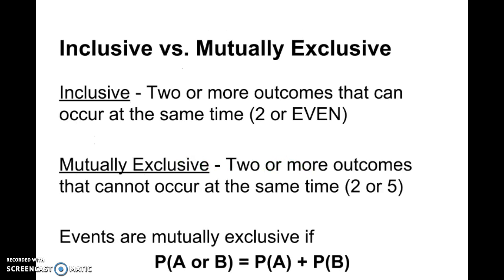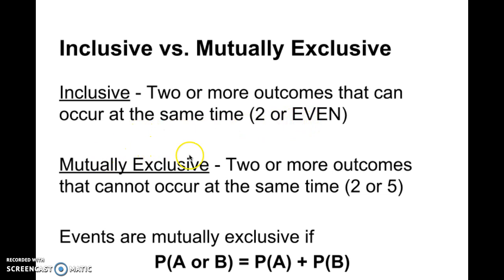We talk about inclusive and mutually exclusive when we're talking about our OR statements. So one event can have multiple outcomes. The outcomes are inclusive if two or more outcomes can occur at the same time, like a number being 2 and even. 2 is an even number, so those can both occur at the same time.